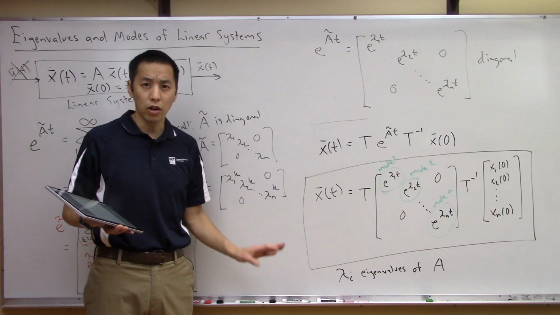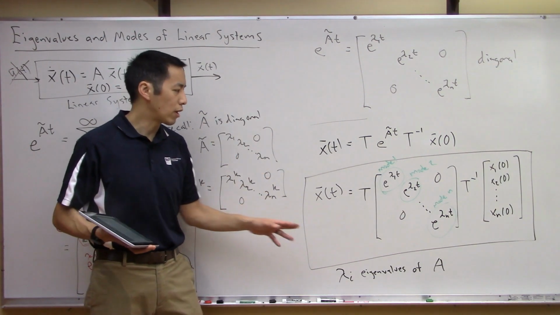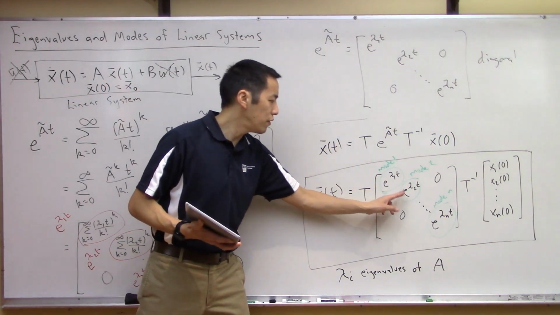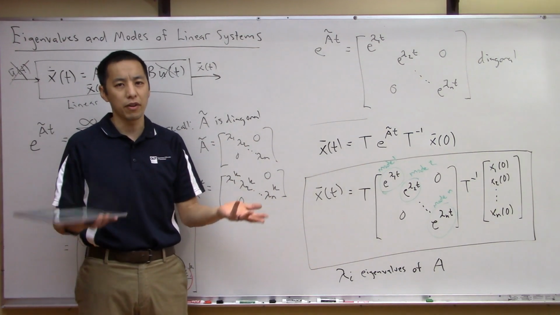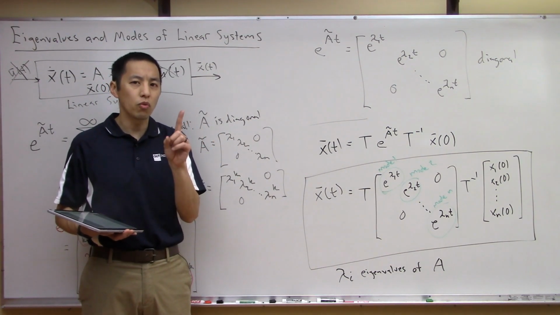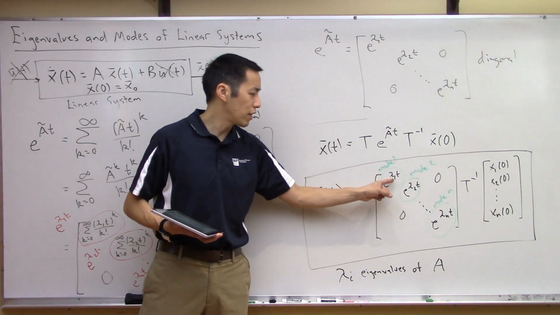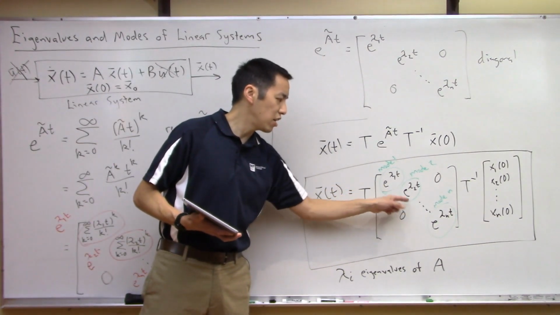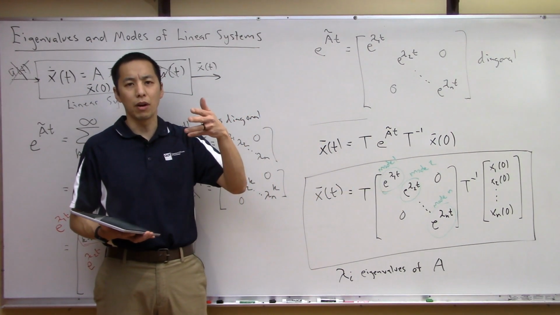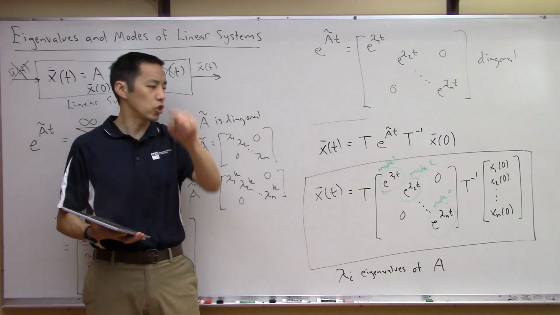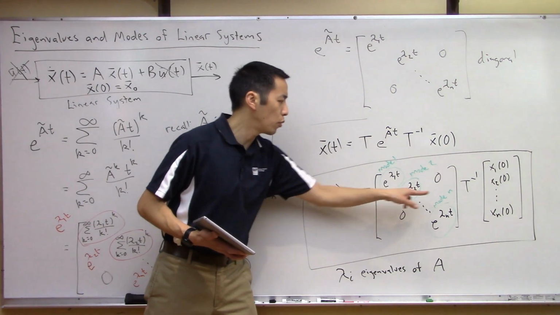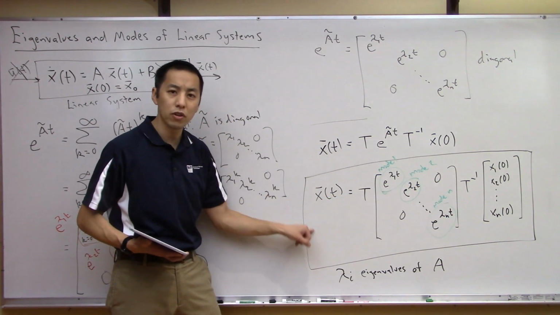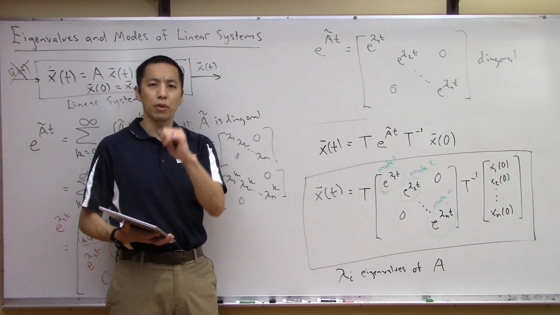There's no mystery any longer about how the system behaves. If these lambdas are very far in the left half plane, all of these terms are going to decay very quickly, and you're going to have a very stable system. Conversely, if just one of these lambdas has a positive real part, that means somewhere in here there's going to be an e to the positive some number t, which is an exploding exponential. And by the time you work it through with T inverse and the initial conditions, you can see that one or more of your states are likely going to be exploding to infinity.